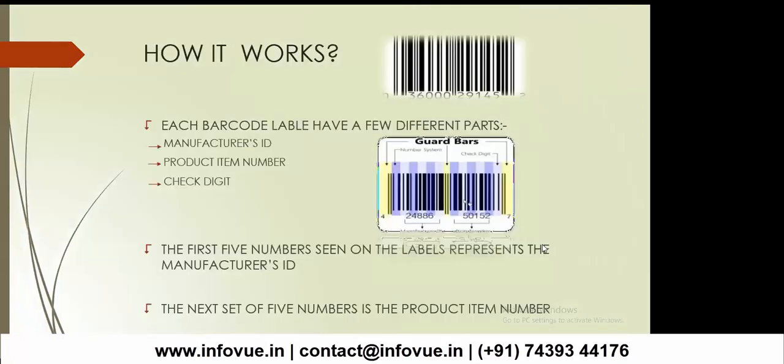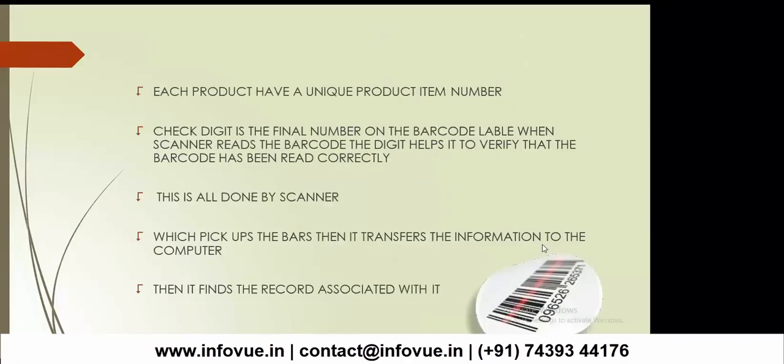Next is how barcodes work. Each barcode label has three different parts. The first is the manufacturing ID, the second is the product item number, and the third is the check digit. The first 5 numbers are the manufacturing ID, showing which company manufactured it. The next set of 5 numbers is the product ID number, and every product item has a unique ID number.